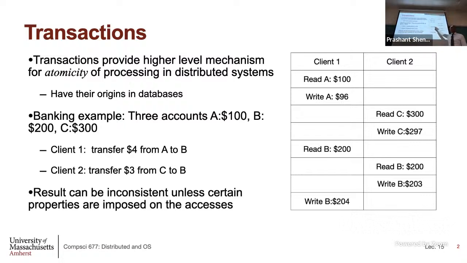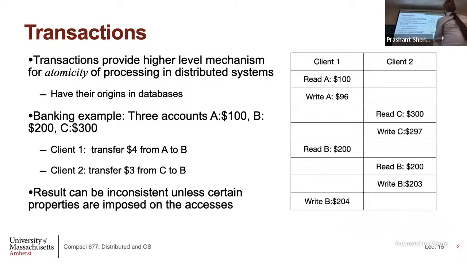So it's going to read B's balance, which is 200, and maybe the time slice ends. And you switch back to client two, which reads B's balance as 200, adds $3 to it, which is 203. And then you switch back to client one. It already read B's balance as 200, and then you write 204.